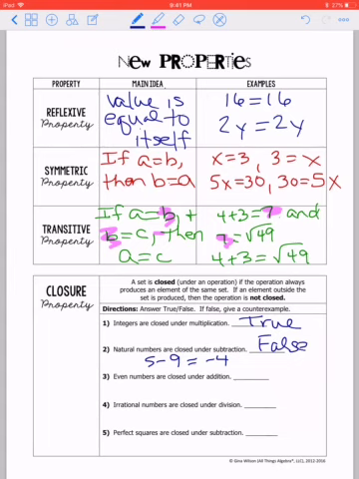Number 3, even numbers are closed under addition. So if I take two even numbers and add them together, so 2 plus 4, does it always equal an even number? So 2 plus 4 is 6. 8 plus 10 is 18. 20 plus 22 is 42. This is always true. Okay, if you take two even numbers and add them together, you're going to get an even number as your answer.